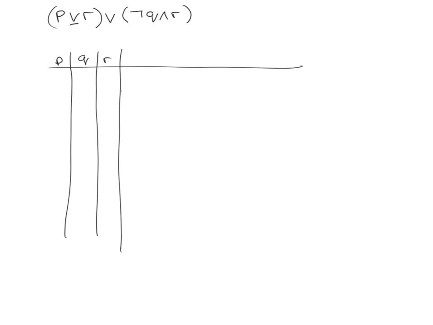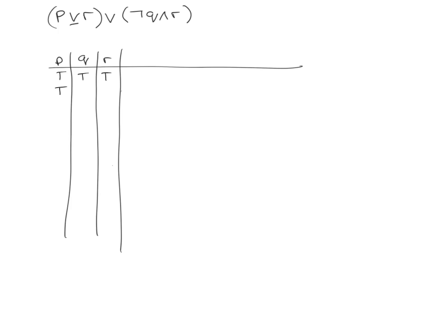Now let's look at finding truth tables for compound statements. So we have one up here, P exclusive or not Q and R. But first of all, we've got to find all the different combinations of P, Q and R. So we could start with all of them being true.